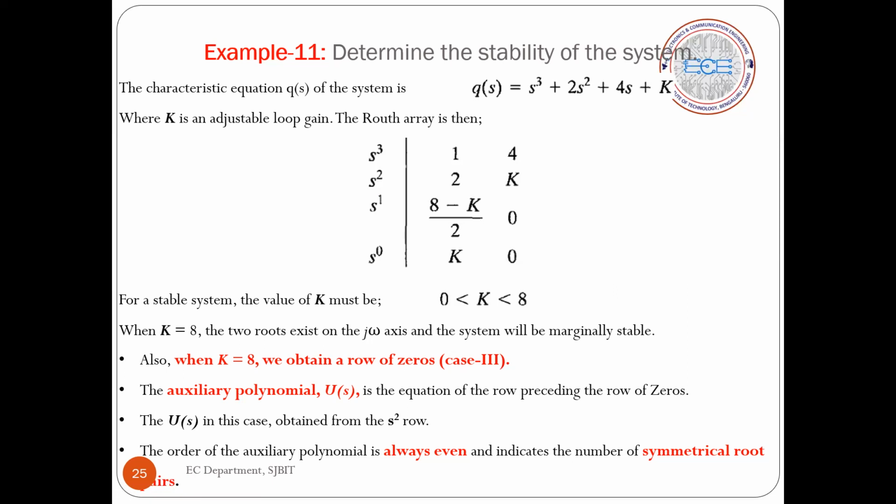So for this question, what is the answer? We have to determine the stability of the system. We found that the system is stable for values of K in the range 0 to 8. If it is less than 0, it is unstable. If it is greater than 8, again it is unstable. That is the comment.